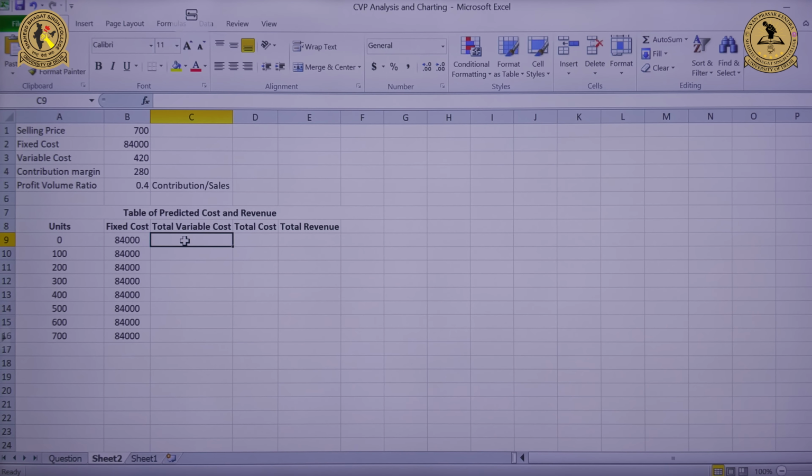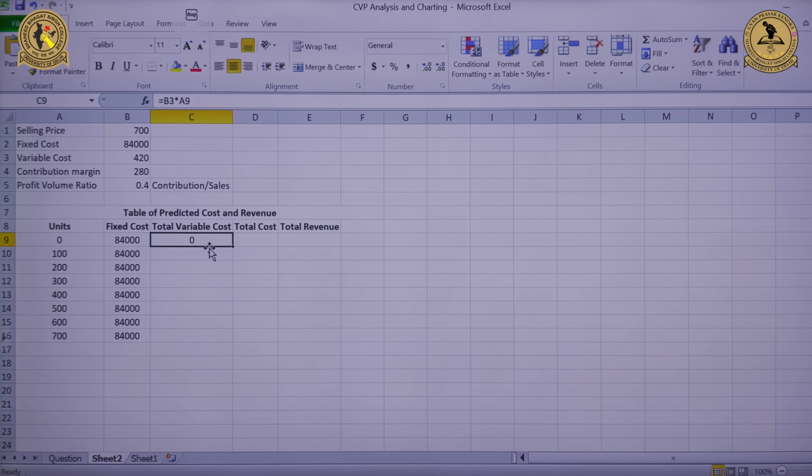Now the total variable cost, we already know that the formula for the total variable cost is variable cost per unit multiplied by number of units. Now in this numerical, the variable cost per unit is rupees 420 and the level of unit is already specified, that ranges from 0 to 700 units. So I just need to type equals to 420 multiplied by 0, which means multiplied by A9. So I write equals to, again select the cell of 420 rupees, then put a multiply sign or star mark and then the units, which is 0 in this case. It comes out to be 0.